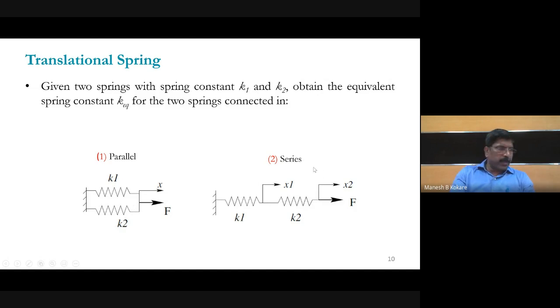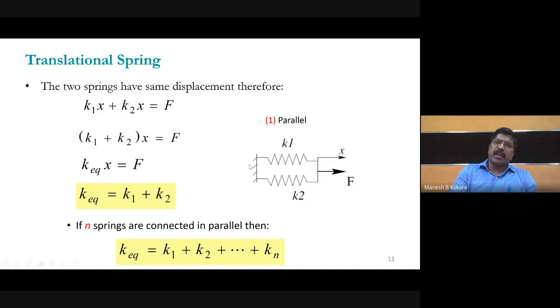Also, when two springs are connected in series and so on, we'll study that one. Now see that when two springs are connected in parallel, what will happen? The displacement of K1 and K2 will be the same.